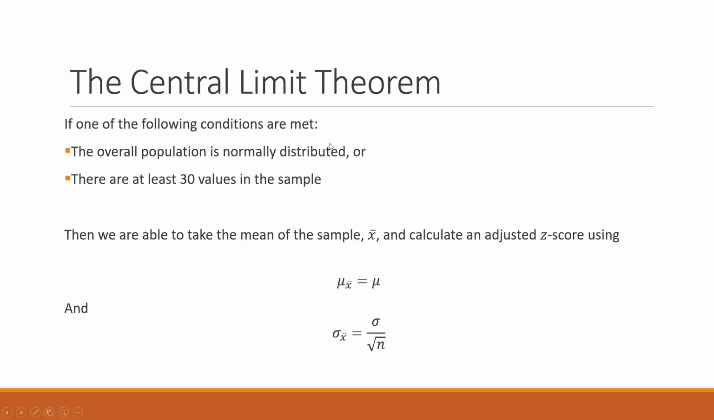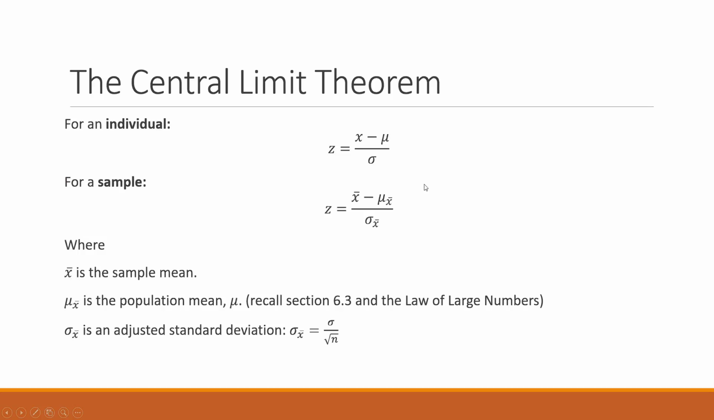What's going to happen is if you've got one of these two conditions, and for us, we do have one of those conditions because, well, I assume the overall population is normally distributed, so we do have number one there. The fact that we're getting 10 people in our sample is okay because we've hit this first condition. You don't need both, just one or the other. And because we have hit one of those conditions, we're going to be able to use an adjusted z-score. Normally, the z-score is x minus mu over sigma. Now we're going to do an adjusted z-score for a sample.